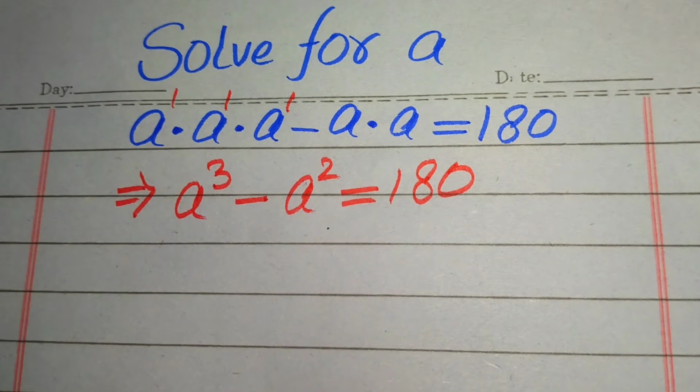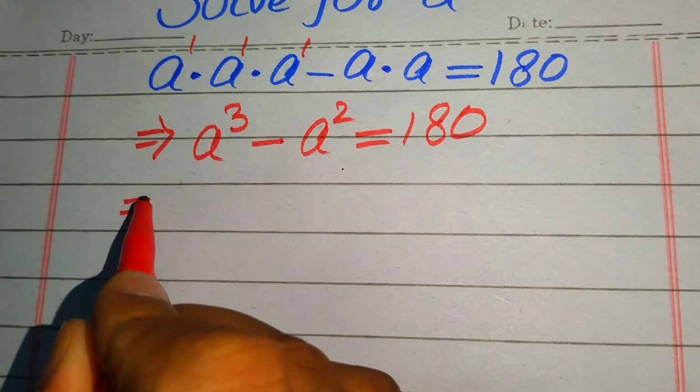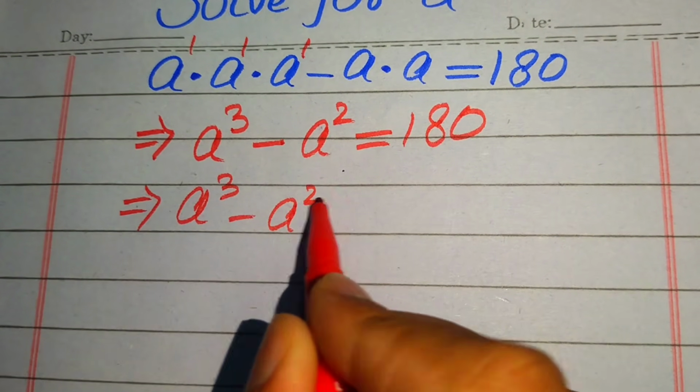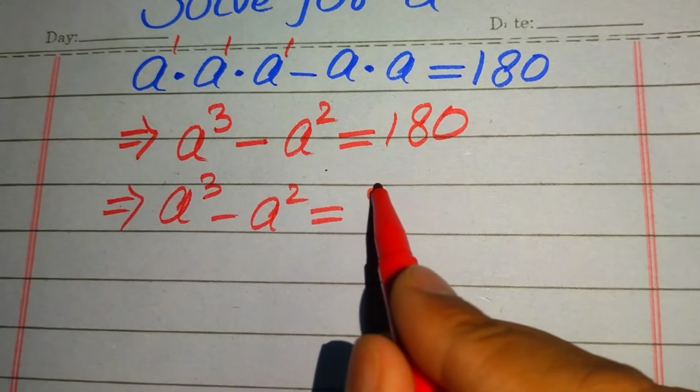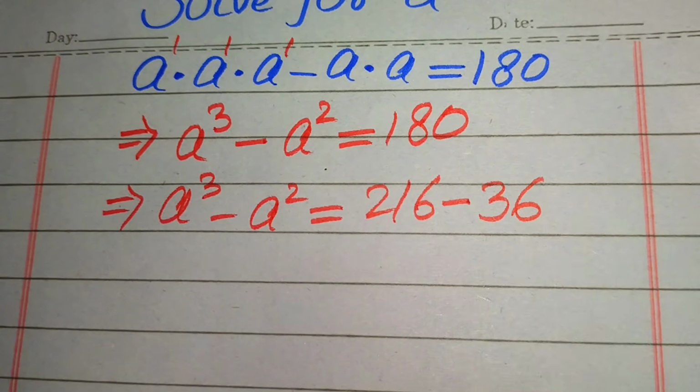So you see that this equation becomes a cubic equation of a variable. This means that this equation has less than or equal to 3 roots. So we need to find all the 3 roots of this equation. Now we focus on the right hand side, and we have a cubed minus a square equals 180, and we write it as 216 minus 36.